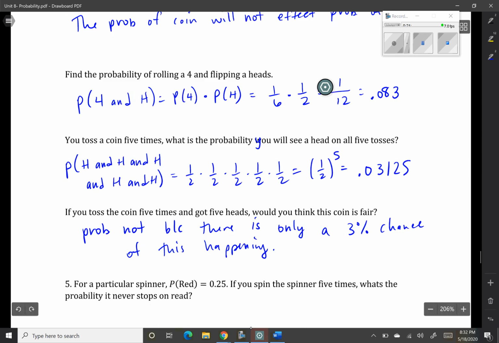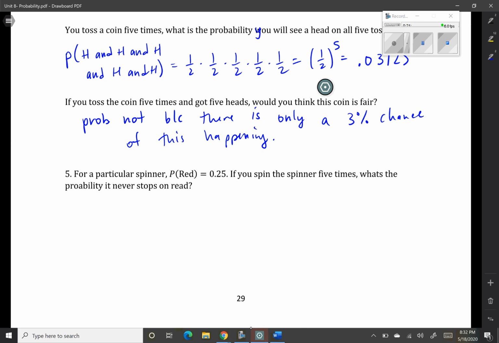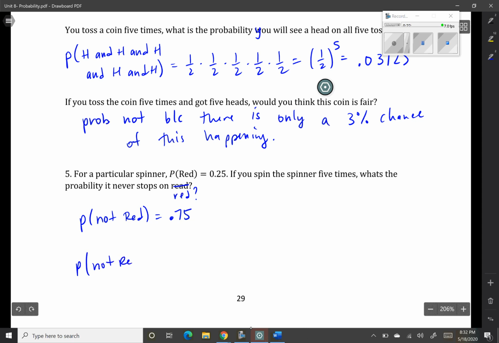Number 5 says a particular spinner, the probability of red is 0.25. If you spin the spinner 5 times, what is the probability that it never is on red? That should say red, not read. So the probability of landing on red is 0.25. So the probability of not red is 0.75. So the probability of not red 5 times is 0.75 times itself 5 times, or to the 5th power.